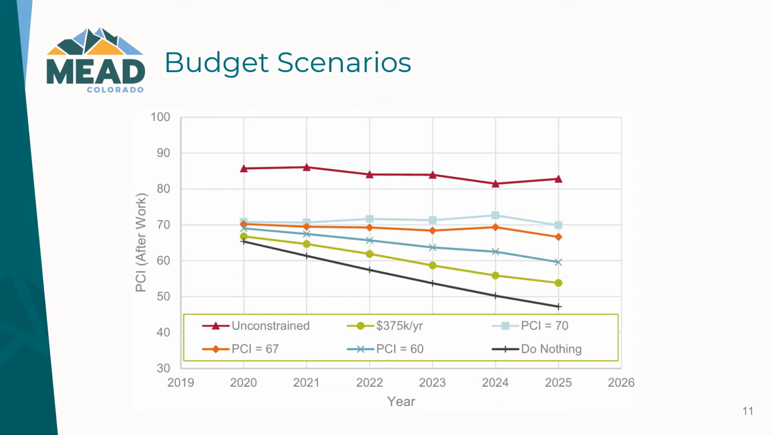Now when you get to the orange line, this is the budget we would need to keep the current condition at a 67 and maintains us in the fair category. The next light blue line would actually increase our overall condition to a PCI of 70. And then finally, the red line at the top is an unconstrained budget. In a perfect world with all the money we need to maintain our system, we could maintain our network in a good category.